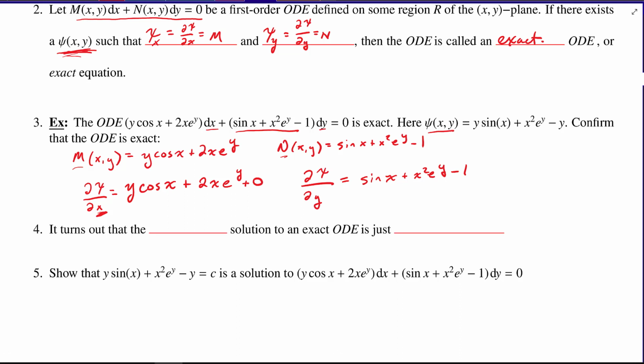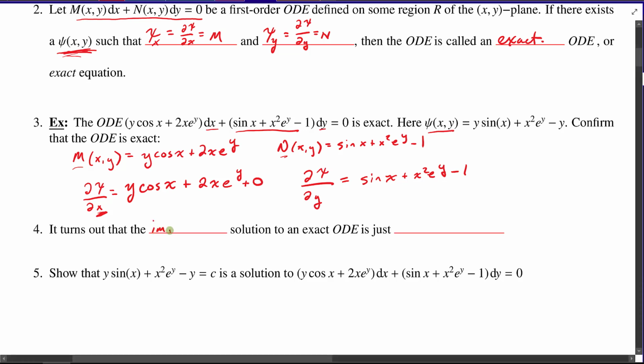So we'll confirm this in a moment, but it turns out that the implicit solution to an exact ODE is just to find your psi of xy and then set it equal to your arbitrary constant. That is the solution to any exact ODE. Let's figure out how we could do that.